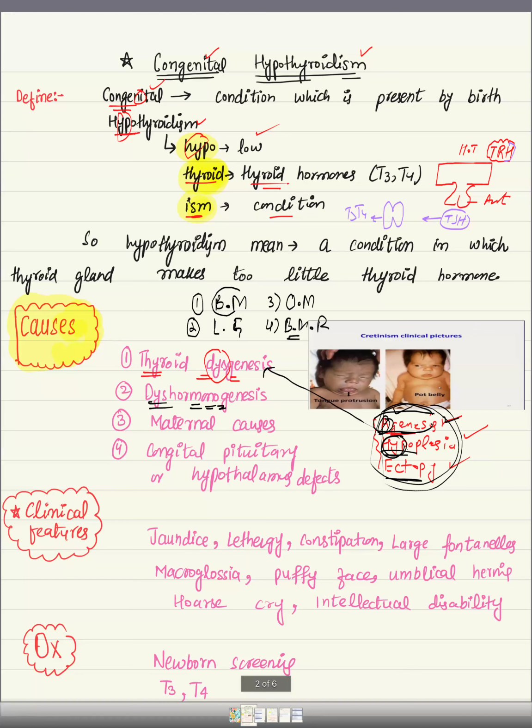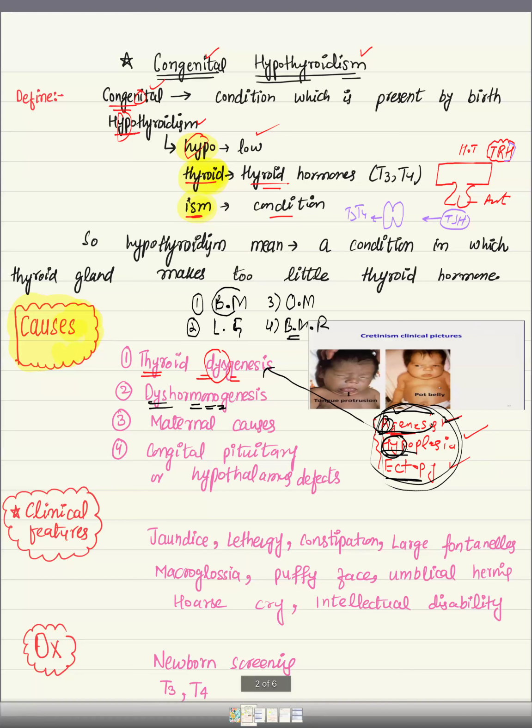Then we have the puffy face. Why is the baby's face going to be puffy? Because you just have to remember when your T3 T4 is low, these mucopolysaccharides are going to be accumulated, and when they are accumulated, they will draw water. So when they draw water into tissues, this swelling is going to occur especially around the eyes. So you will see puffy eyelids, full cheeks. The baby is suffering from swelling also. So puffy face, basically, is a term used for swollen face. So these are the important points related to puffy face.